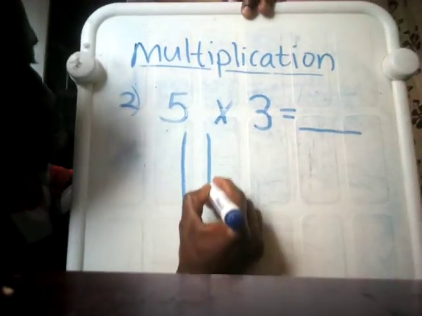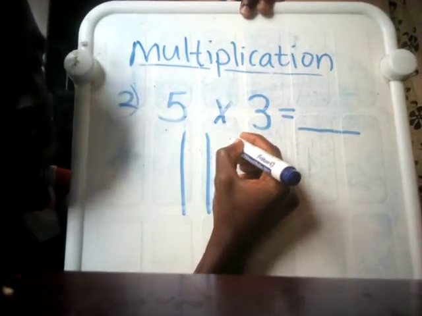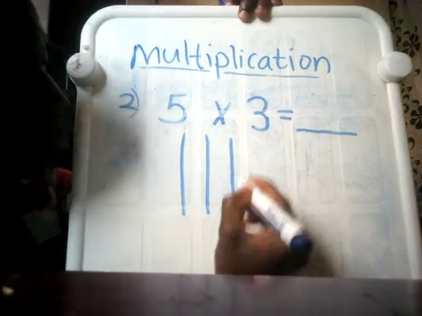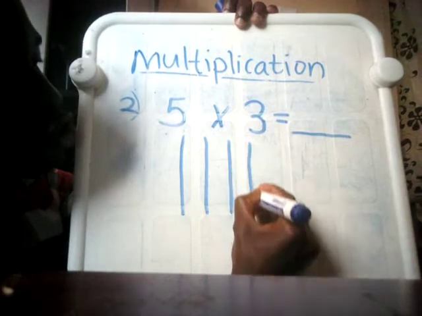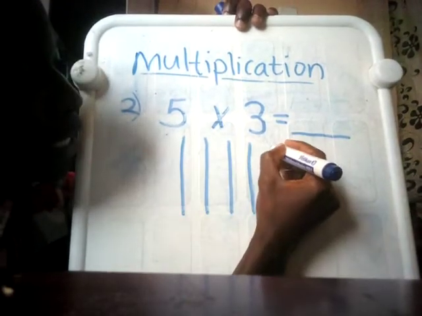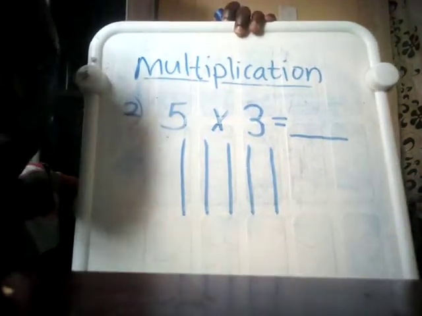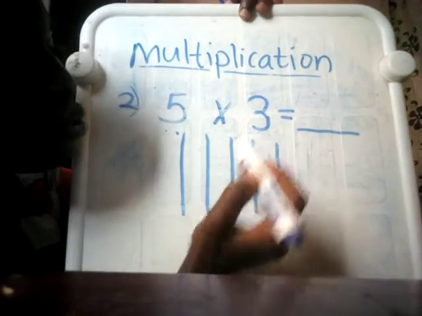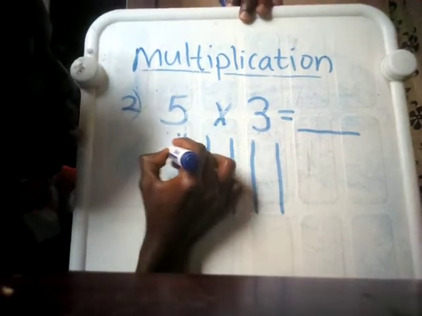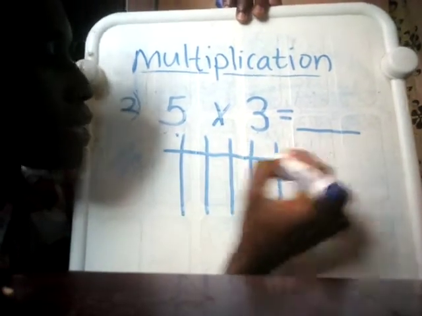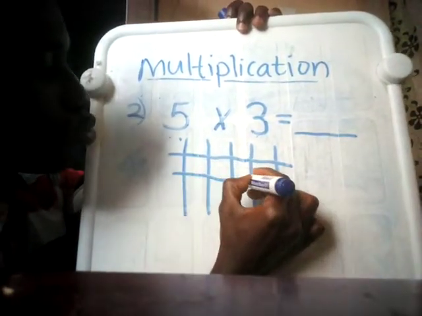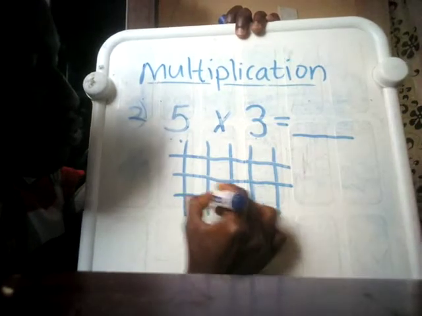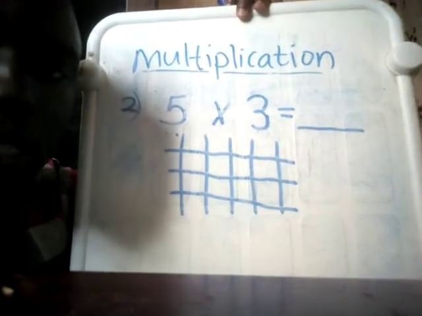1, 2, 3, 4, and 5. All right, so those are the 5 columns here. Then let's do 3 rows. Let's go. 1, 2, 3. Right, so let's do that.